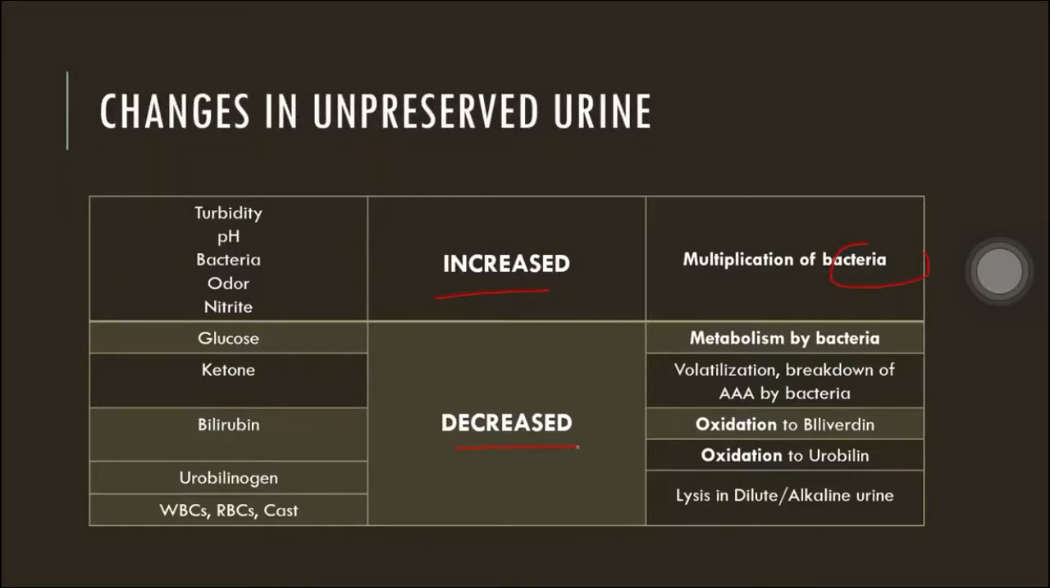Glucose is decreased because of metabolism by bacteria. Ketone is decreased by volatilization usually, but for acetoacetic acid, it is caused by breakdown by bacteria. Bilirubin and urobilinogen are both decreased because of oxidation. Bilirubin oxidizes to biliverdin, urobilinogen oxidizes to urobilin. For WBC, RBC, and casts, they are sensitive to pH as well as specific gravity. So these cells usually lyse in dilute alkaline specimens.